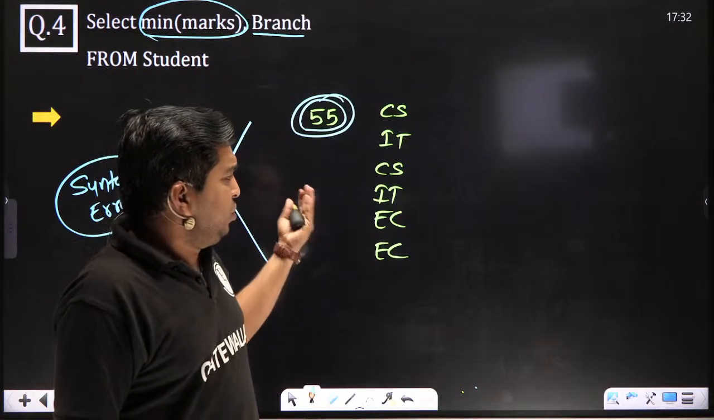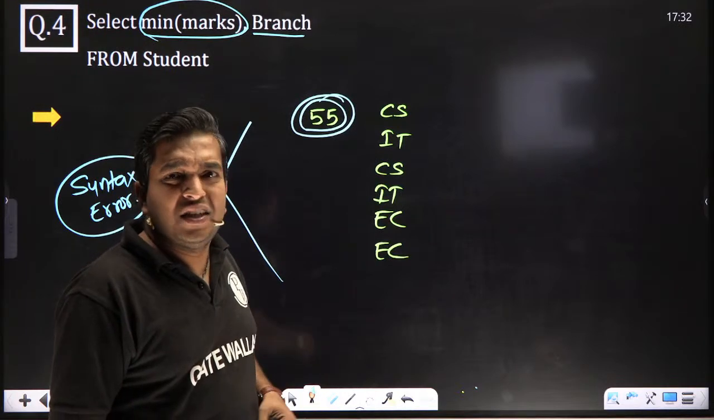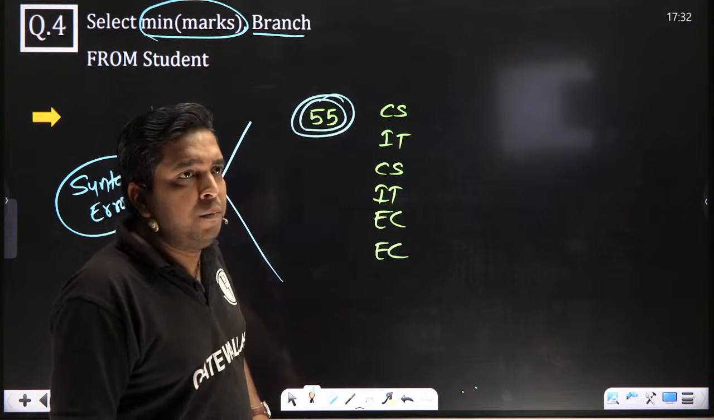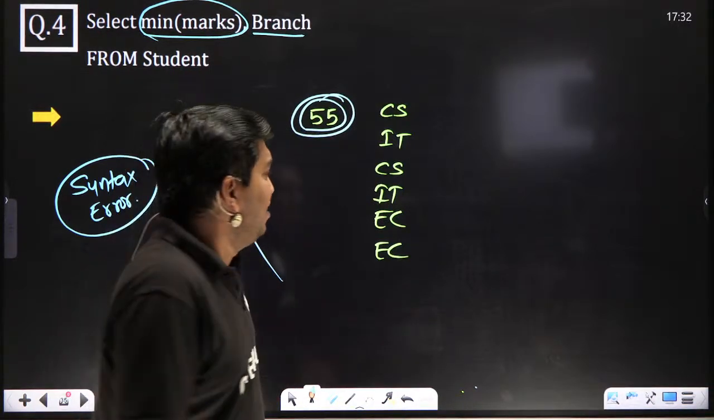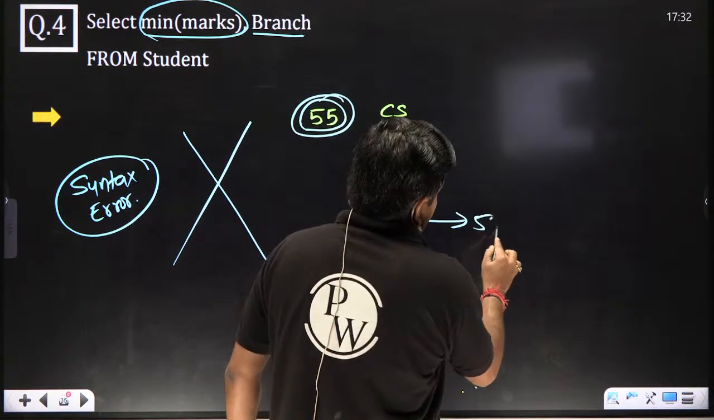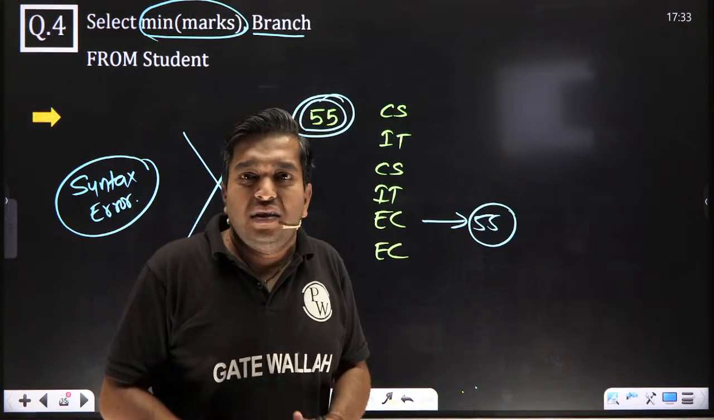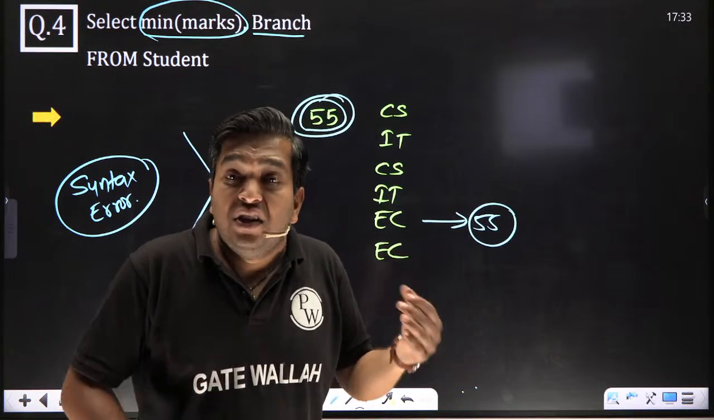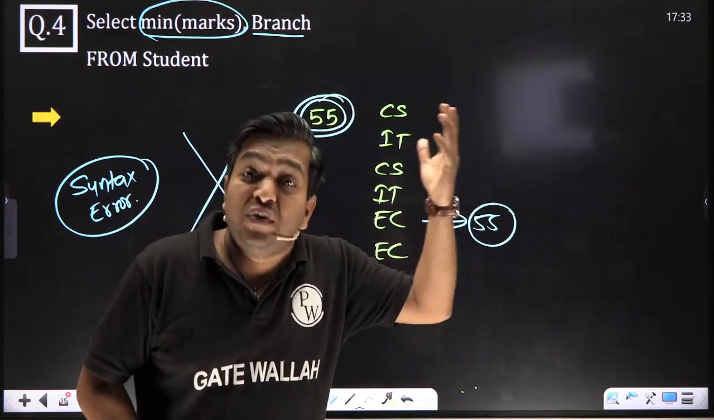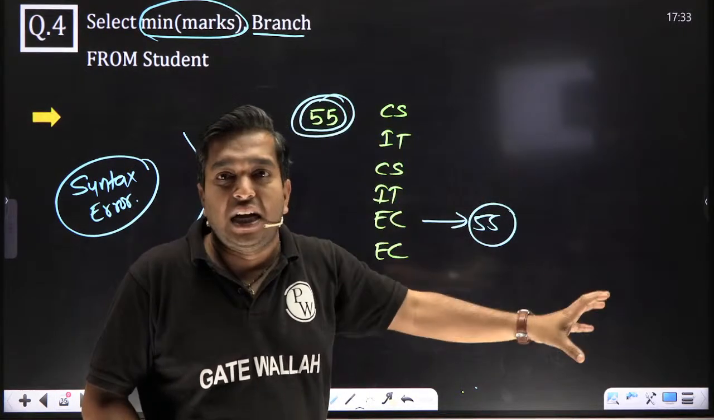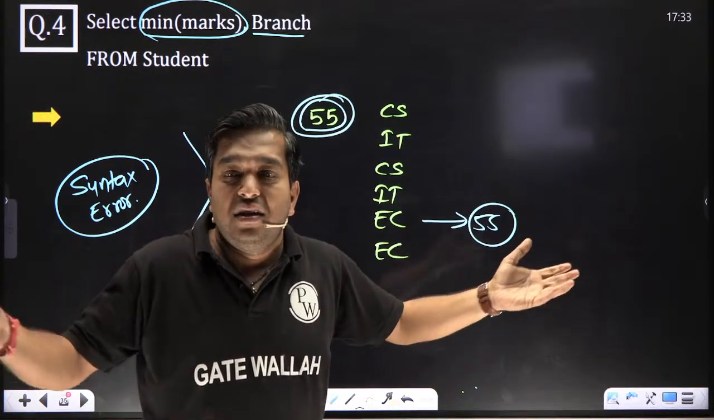So you think that there is a justice? No. Why? Because minimum marks you are getting 55, but you are getting all branch. Now you can't say, sir, write 55 in front of EC. Why? How you can do that? Because this is a normal query language. This is not intelligence, artificial intelligence or machine learning or sentiment analysis or natural language.